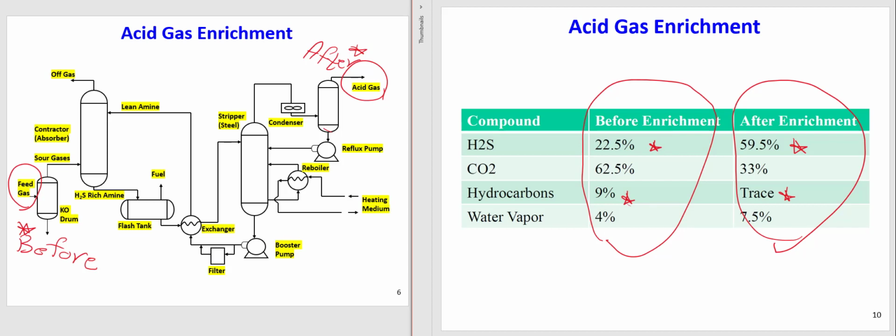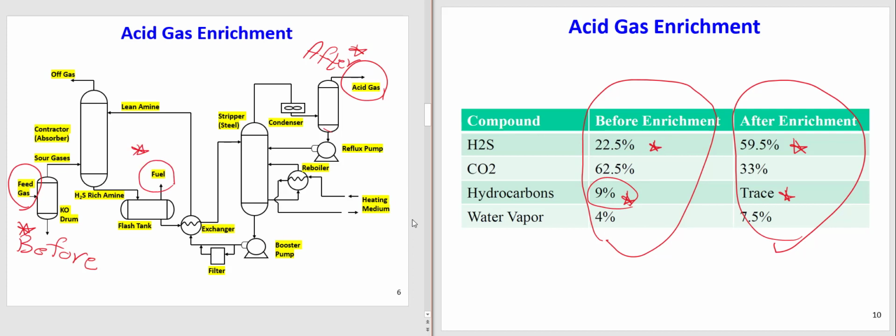So what will happen to this hydrocarbon? The hydrocarbon will be removed here. You can see the fuel. So the rich amine that has H2S and hydrocarbon will first be sent to a flash tank. Then in the flash tank, the hydrocarbons will be removed, which we also call fuel.